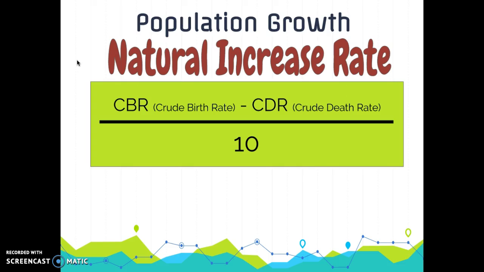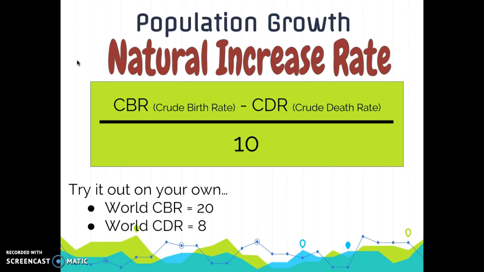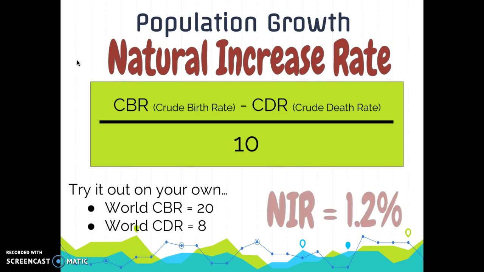So let's take a second and see if you can do it on your own. So if the crude birth rate of the world is 20 and the crude death rate is 8, take a second and see if you can find the natural increase rate. So I'm going to give you a second. You should have gotten a natural increase rate of 1.2. So that's how you find it.